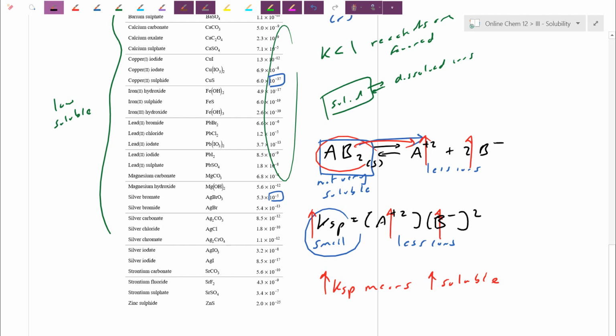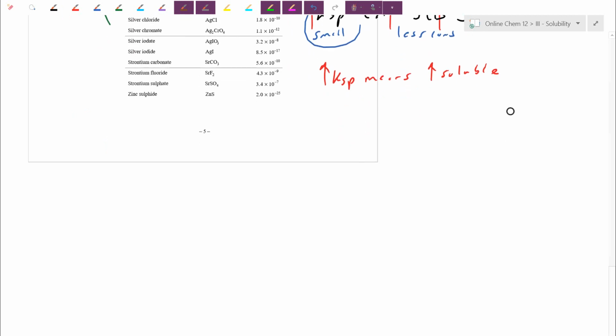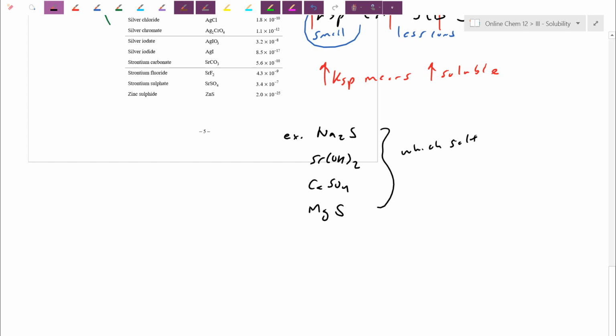So let's just do a quick practice question here. Very common for a multiple choice situation. They're just going to give you a couple random salts, just as an example. I want you to tell me between the following: I have Na2S, I have strontium hydroxide, I have calcium sulfate, and I have MgS. Between these four salts, which salt, just a generic ionic compound, is least soluble?